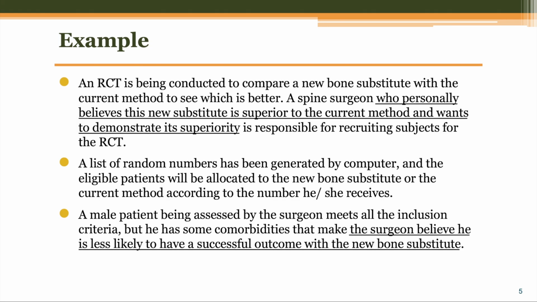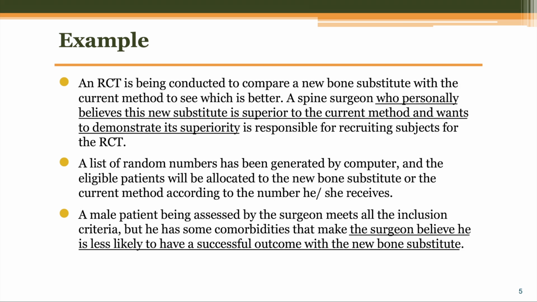Let's look at an example to better understand this concept. Consider an RCT comparing a new bone substitute with the current method. A spine surgeon who personally believes this new substitute is superior to the current method and wants to demonstrate its superiority is responsible for recruiting subjects. A list of random numbers has been generated by computer, and the eligible patients will be allocated to the new bone substitute or the current method according to the number he or she receives. Now, a male patient being assessed by the surgeon meets all the inclusion criteria, but he has some comorbidities that make the surgeon believe he is less likely to have a successful outcome with the new bone substitute.